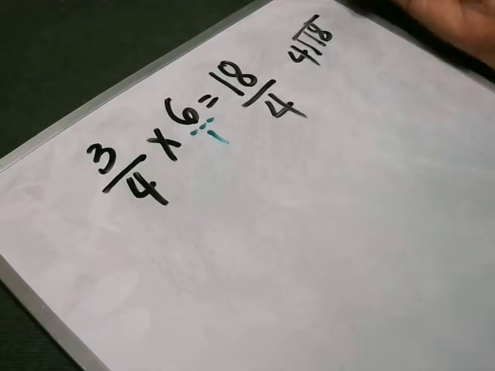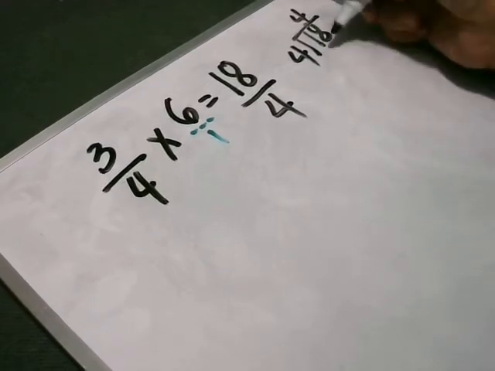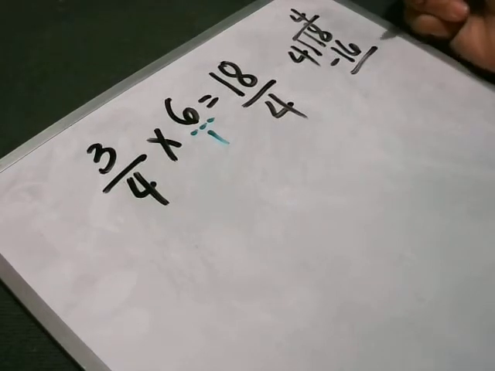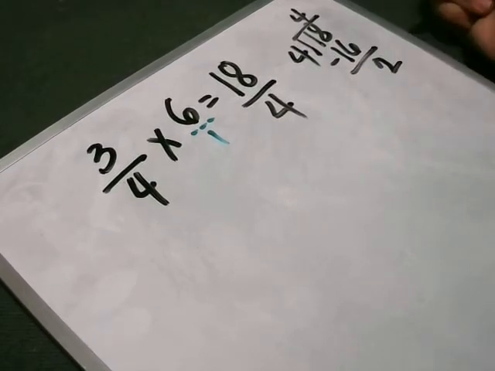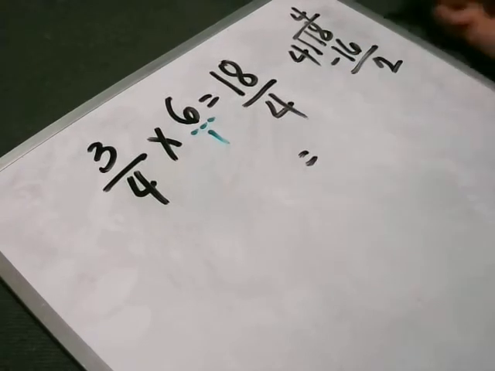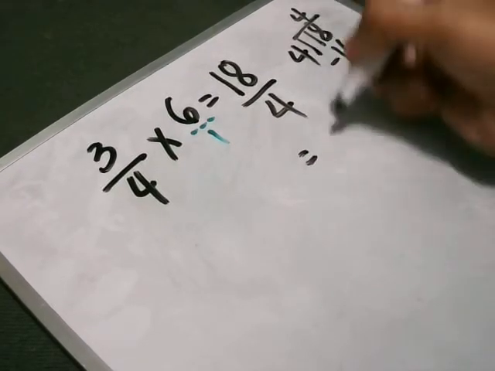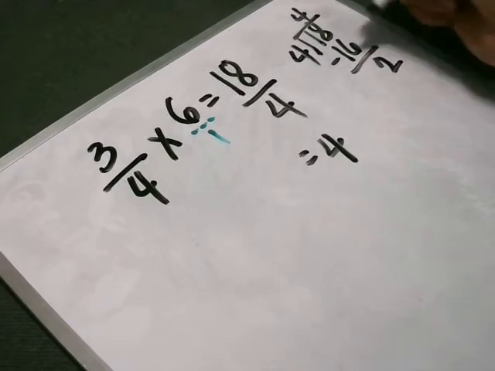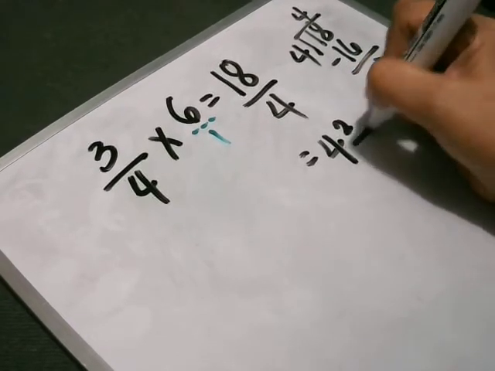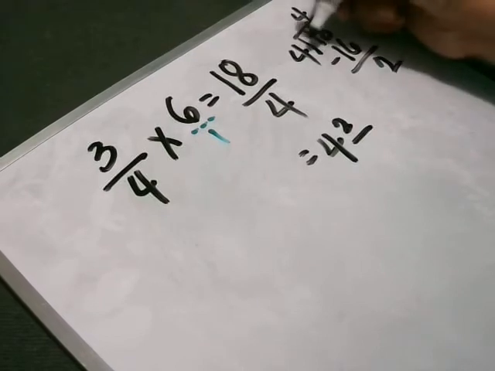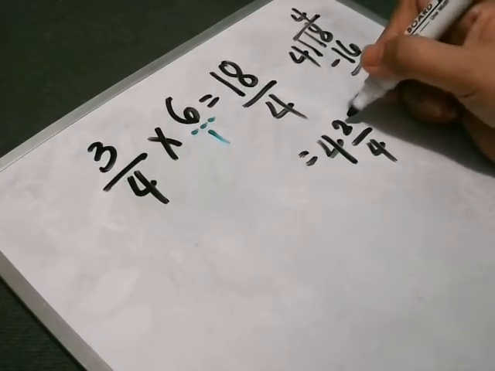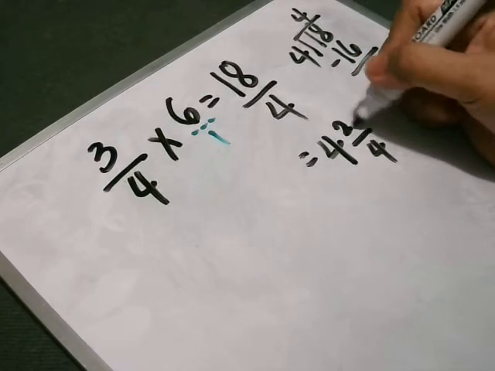Okay, 18 divided by 4 equals 4. 4 times 4 equals 16. And then 18 minus 16 equals 2. So our answer is 4, which is the quotient. And then the remainder is 2. So 2 becomes our numerator. And then the divisor is 4. So that's your answer.